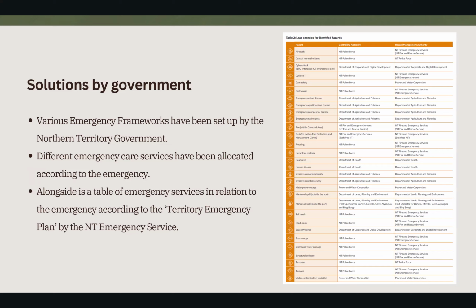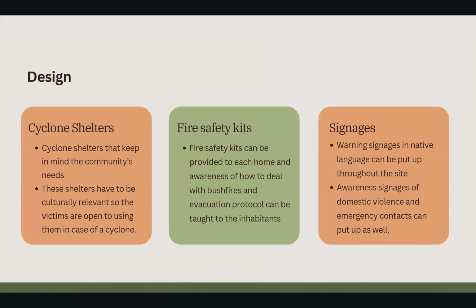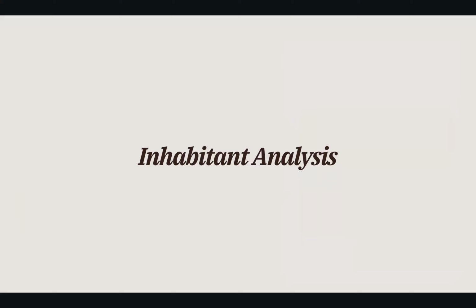The government has come up with multiple solutions for such natural disasters. Various emergency frameworks have been introduced by the government. Different emergency services have been allocated, and a lot of rangers and volunteers are being hired from the community itself so that they are provided with part-time or full-time jobs, as one of the core ideas is to empower the community members to be able to respond to an emergency. Cyclone shelters, fire safety kits, and signages can be put up throughout the site. Moving on to the inhabitant analysis.